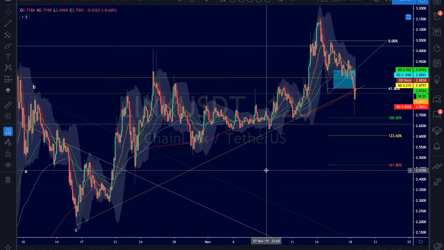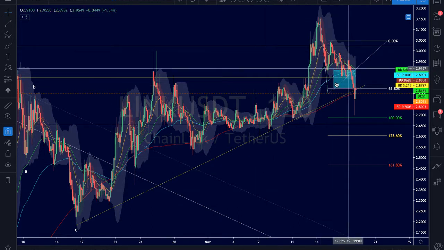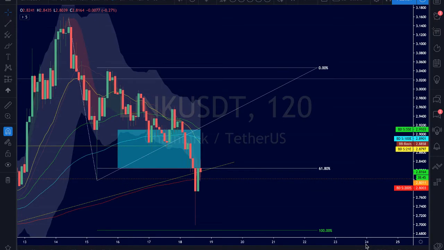All right, and we were talking about this blue zone over here, and this blue zone that I drew out had everything to do with the trend-based fib extension. So as you can see here, I start from the top, I work my way to the bottom, and I go back up to the retrace.